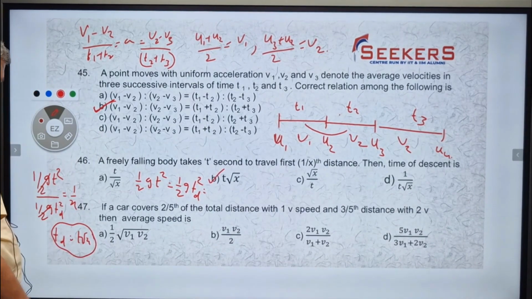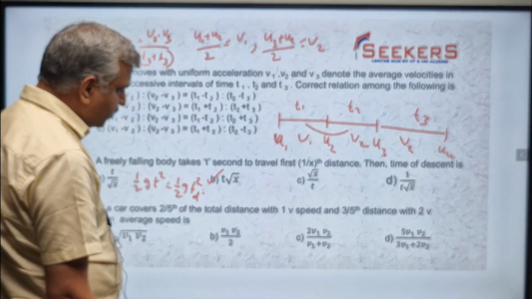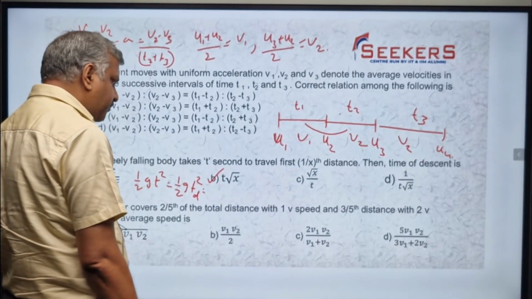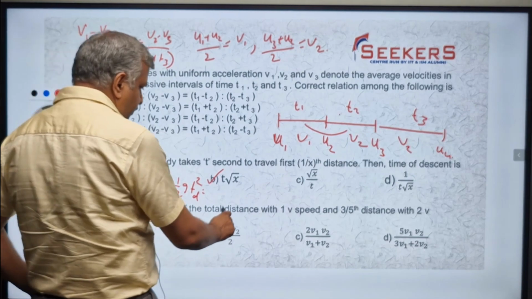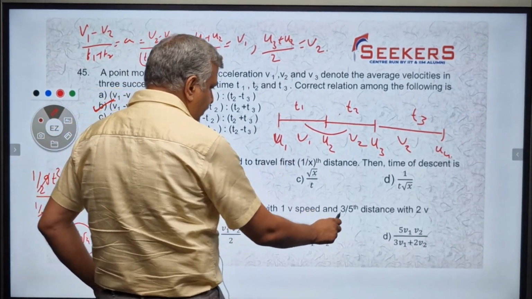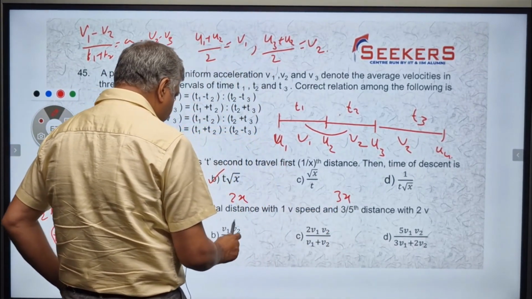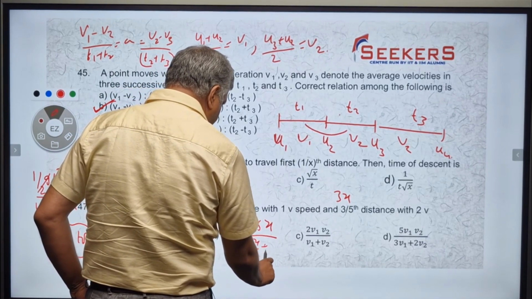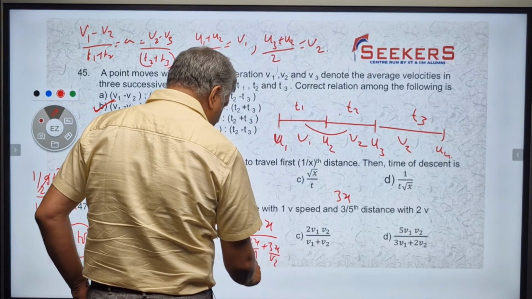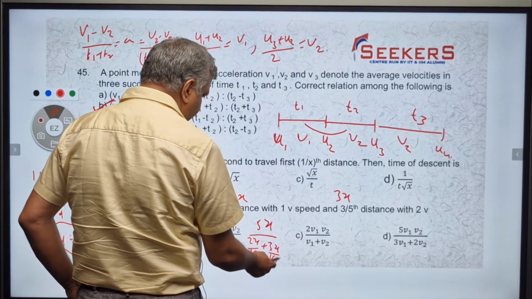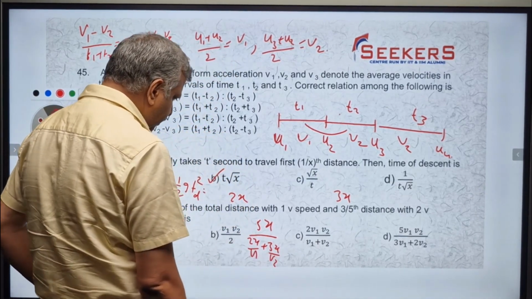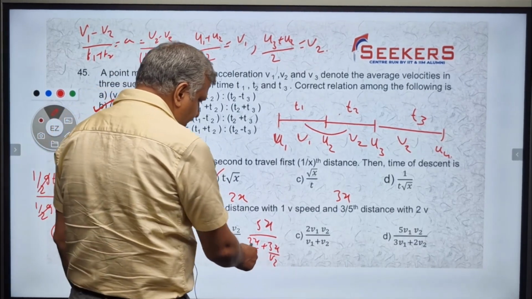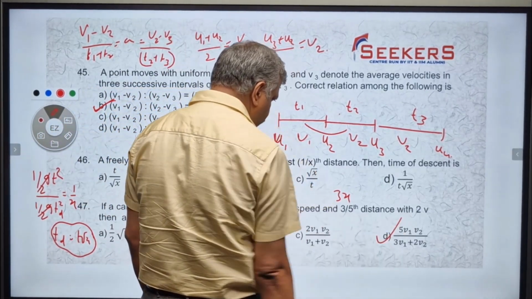Okay. If a car covers 2/5 of the total distance with speed v1 and 3/5 of the distance with speed v2, then the average speed is total distance by total time. So suppose this distance corresponds to 2x, this distance will correspond to 3x. So the total distance is 5x. The time taken is 2x by v1 plus 3x by v2. So now if I just do some rearrangement, I will get 5 times v1 v2 in the numerator. In the denominator I'll get 2v2 plus 3v1. So this is going to be the answer.